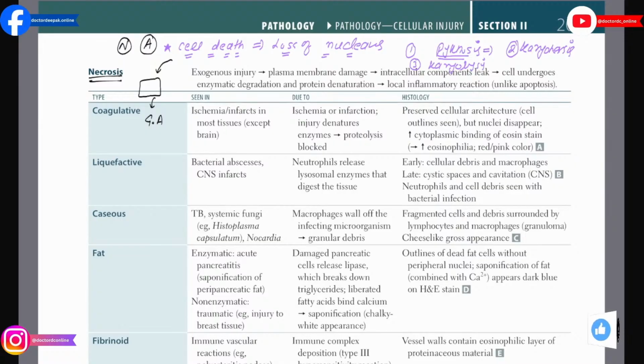But what happens if you are not removing the stress? What happens to this cell? If you are putting a stress on the cell and you are not removing this stress, this cell will become injured. And you know that cell injury is of two types. One is reversible and the second one is irreversible.